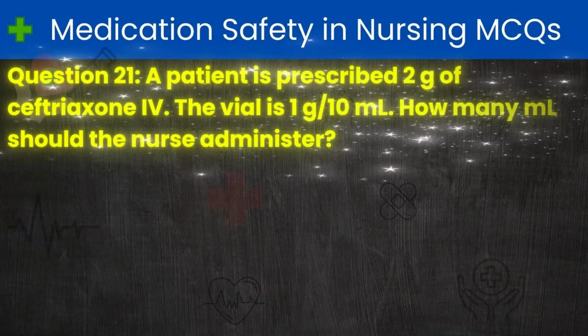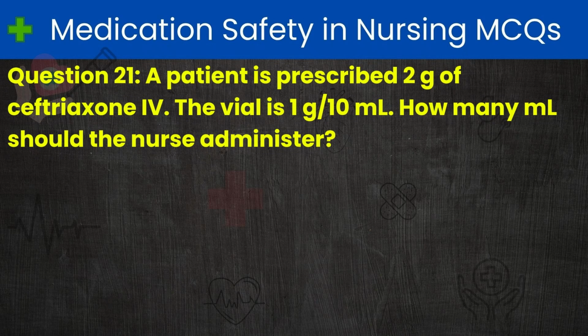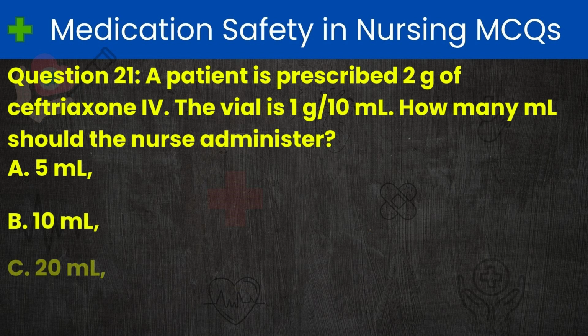Question 21. A patient is prescribed 2 grams of ceftriaxone intravenously. The vial contains 1 gram per 10 milliliters. How many milliliters should the nurse administer? A. 5 milliliters. B. 10 milliliters. C. 20 milliliters. D. 40 milliliters.